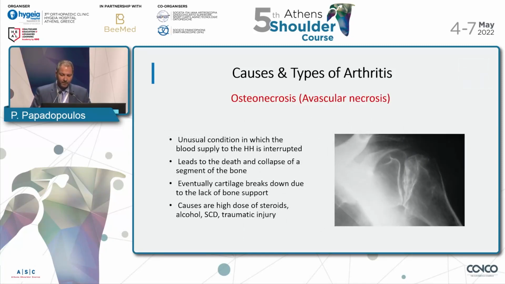Another type is osteonecrosis or avascular necrosis, which is a rare, unusual condition, in which the blood supply to the humeral head is interrupted. This leads to the death and eventually collapse of a segment of the bone, and the cartilage breaks down due to the lack of bone support. The causes are high doses of steroids, or alcohol consumption, or sickle cell disease, and traumatic injury in the past.